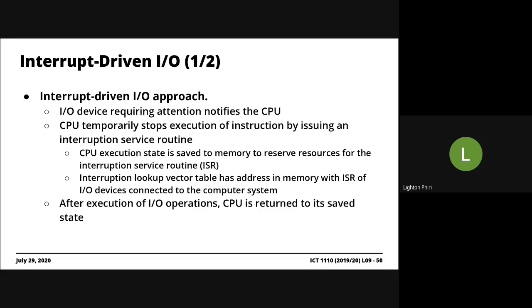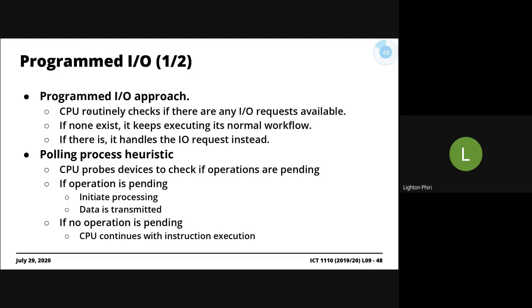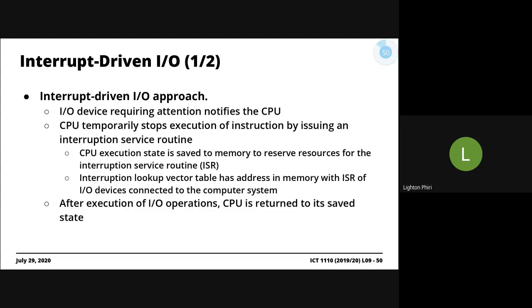Now, these two techniques are somewhat similar to a certain extent. The only difference here is instead of the CPU routinely checking if there's an I/O request that needs its attention, the peripheral, the I/O device, is the one that notifies the CPU that there's something to be done, right? So the signal in this case originates from the other side, from the peripheral, not from the CPU.